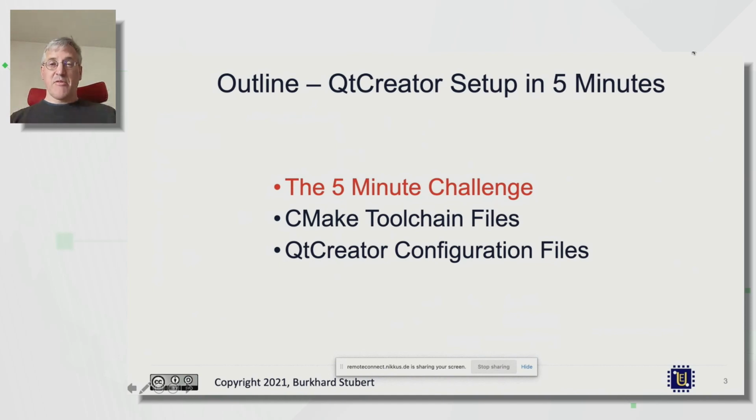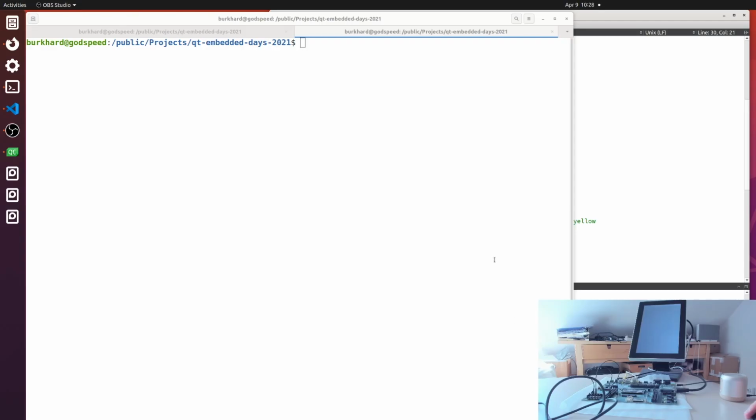So it took me too much time, so I thought about how I can automate it, and today I show you how you can automate the QtCreator setup. So now you're on for the 5-minute challenge. It will be a bit longer than 5 minutes because I explain a couple of things, but running the script and setting some things in QtCreator, that's a lot less than 5 minutes. So let's go for that.